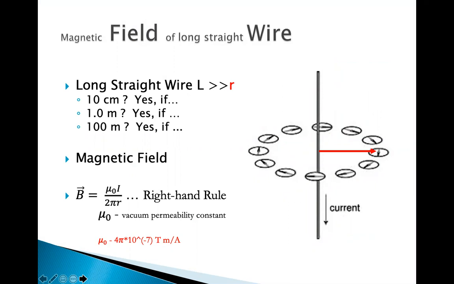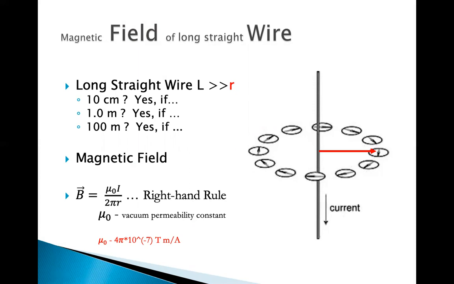So if a wire is much longer than the distance of a point in space to this wire, so the L is much larger than the R. R is in the red color, represented by the length of that red colored arrow. So that is a long straight wire.